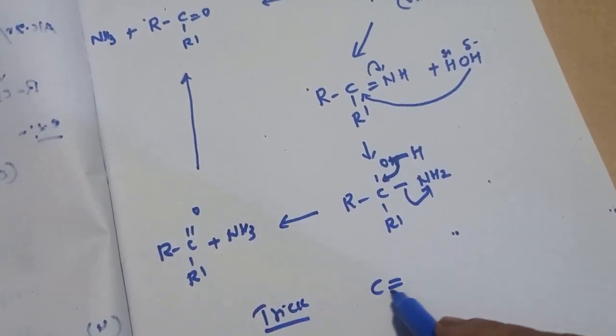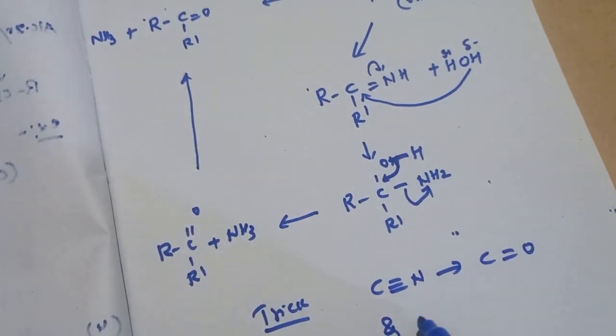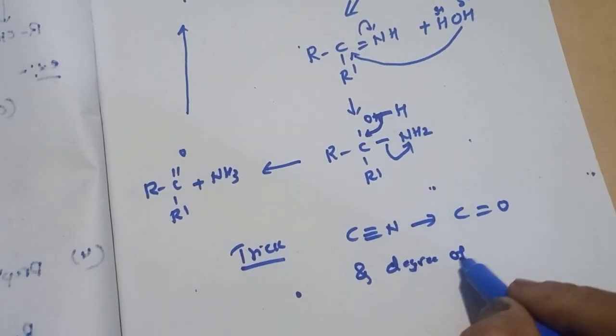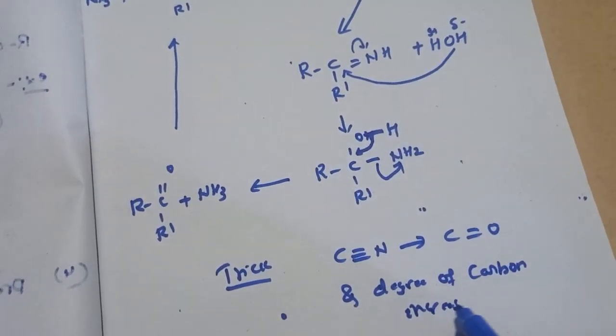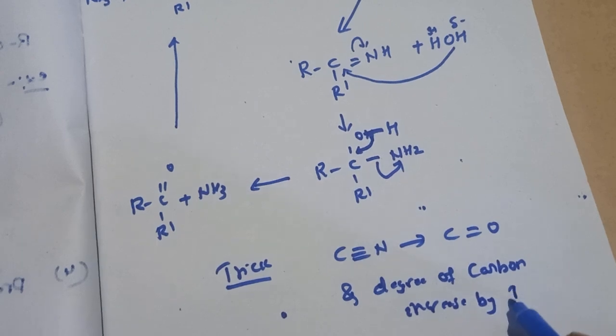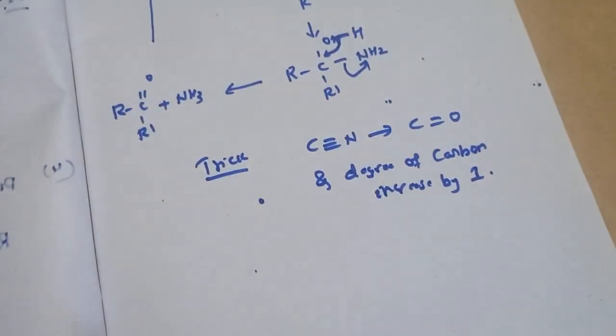C triple bond N changes into C double bond O, and the degree of carbon increases by 1. This is the one preparation.